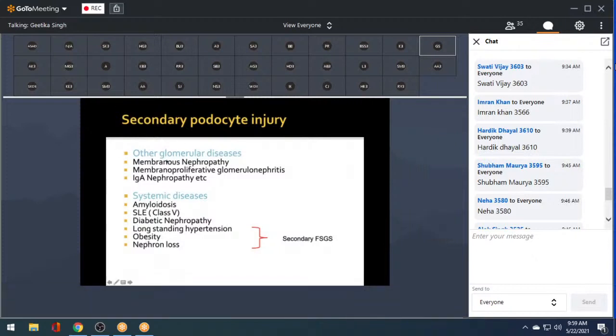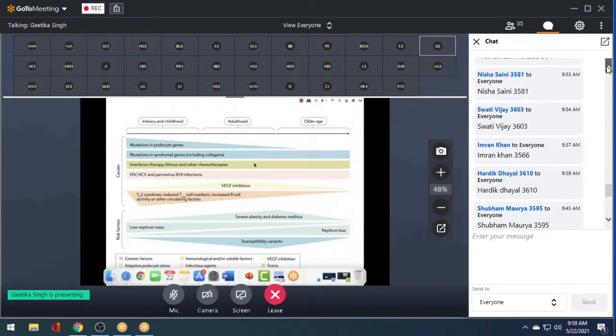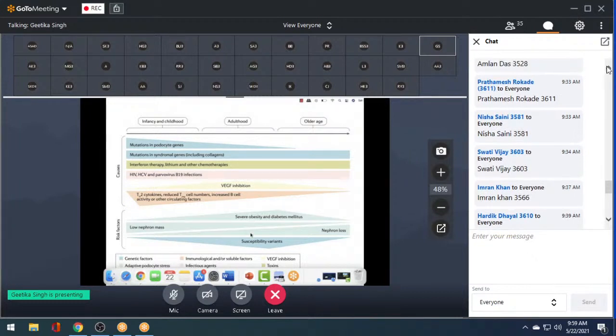Okay, I think I should get membranous out of this list actually now. Okay, I think this is my last slide. This is just to show you that we look at it age-wise, right? If it's an infancy or childhood nephrotic, I think that it could be a mutation, more likely. As we go into older age, can you see the causes of proteinuria? It becomes obesity, diabetes, nephron loss. And then, infections and drugs could, of course, be across all age groups.